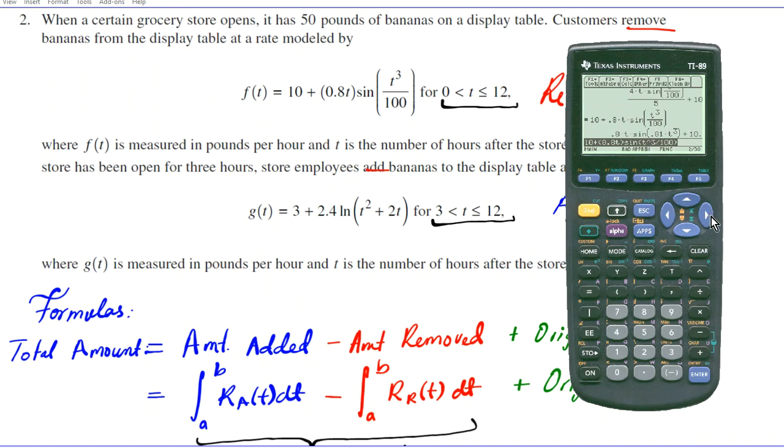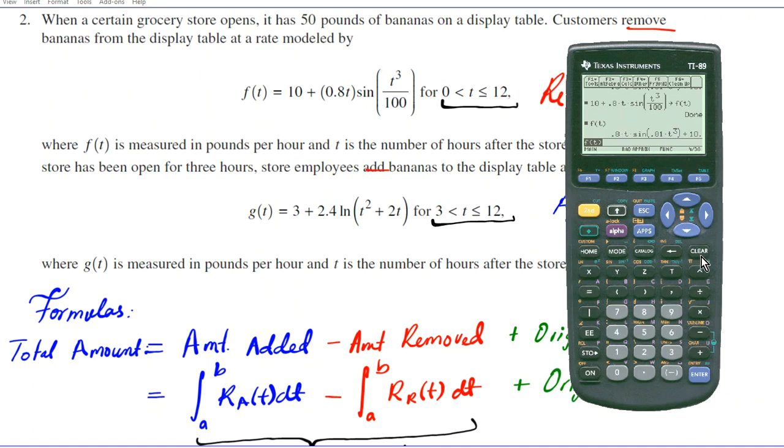Okay, that's good. Now I'm going to store it in f of t. Enter. It's done. Just to make sure, let me call up f of t again: f parenthesis t, enter. So we have 10 over here, that's fine. 0.8 sine t to the third over 100 is the same thing as 0.01 t to the third.